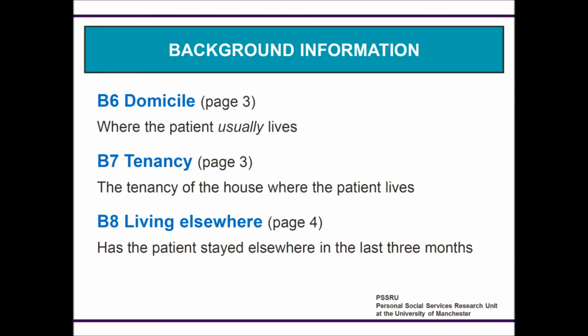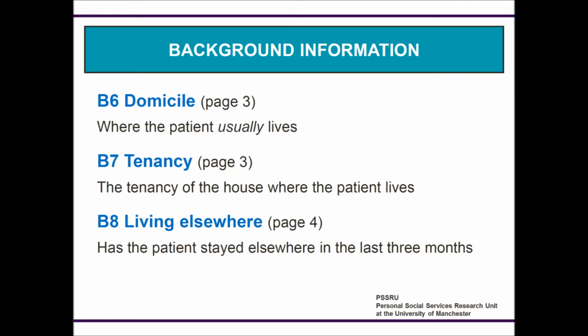For B6, code only one option. If the patient is temporarily living elsewhere, do not code the temporary accommodation but their permanent address. If the patient doesn't live with the carer but in their own home with a spouse or partner, then code the first option, living in own home with spouse or partner. If living with another relative, such as a sibling, son or daughter, who is not the carer, code as other.